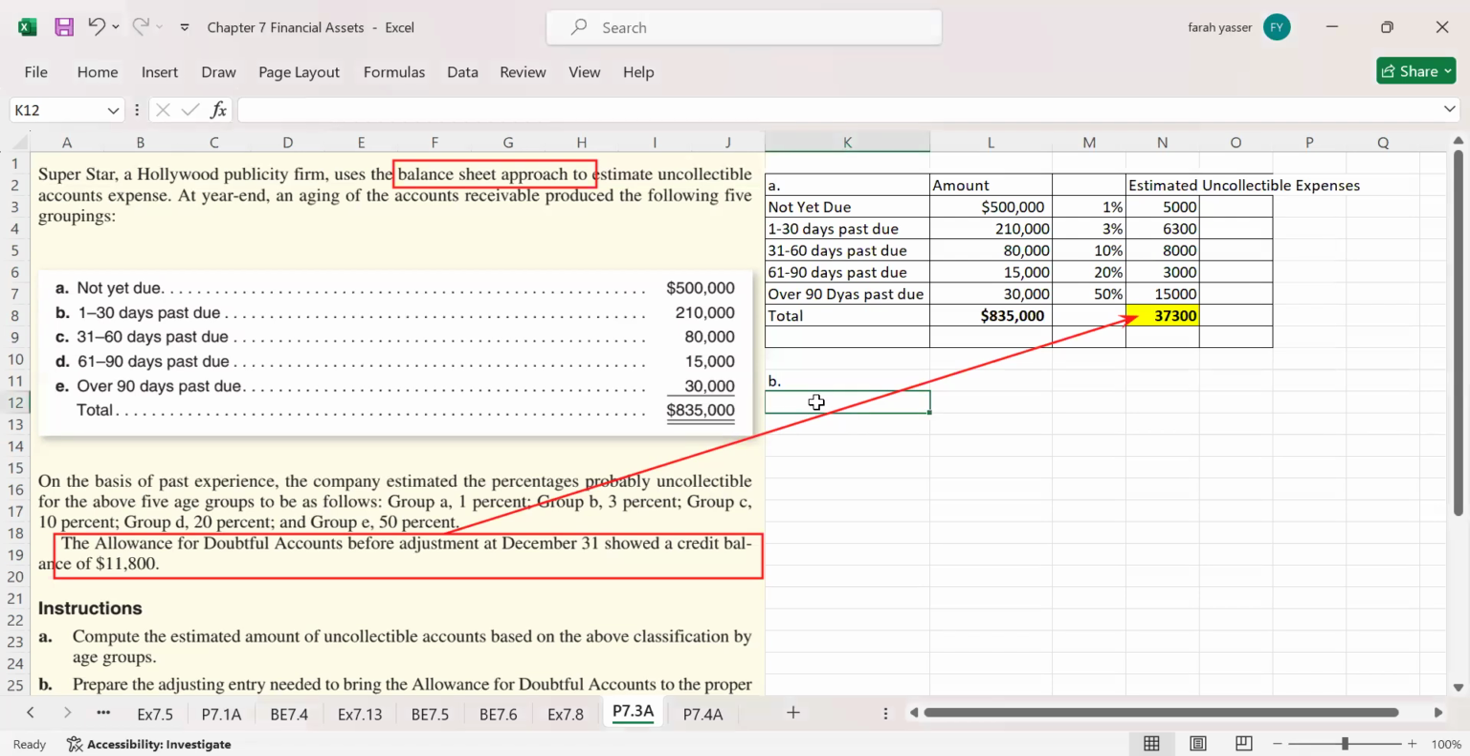So the simple method is, we have the required, or you can say estimated, allowance for collectible. So we have calculated how much amount? The one which we have just calculated, you can take it here. So the amount is 37,300.